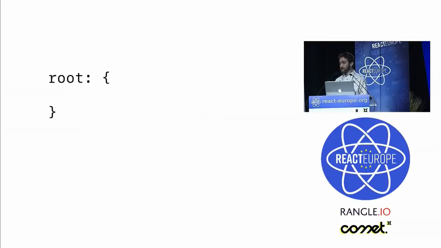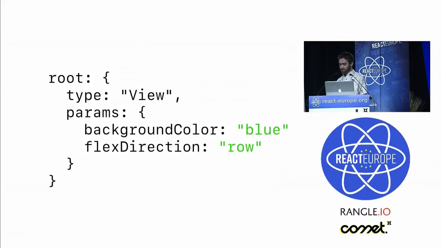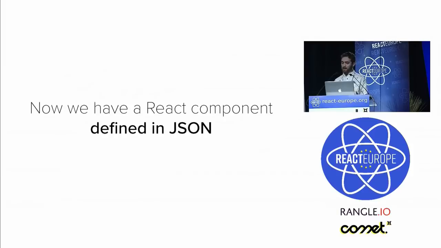Root is more interesting. Here we need to represent the component type, whether it's host like div or view or Android view, or whether it's a composite component, one that you've written custom out of those. We need to represent props, styles and layouts, render logic, and children. And I'll give a rough high-level view of what that might be. So you can imagine we have a type for the component, params, which is the props. The compiler, again, doesn't really care if we group these in style and not style. It sees them all as sort of the same thing. And optionally, children. So using this approach, we now have a React component defined in JSON.